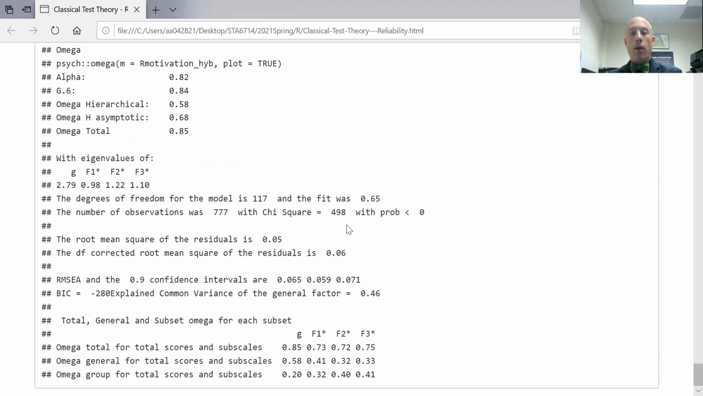And here we can look through, like we have a p-value that's super small. And here's the root mean squared error of the residuals. Here is our Bayesian information criterion. And this gives us a relationship between each of the factors and these omega terms.